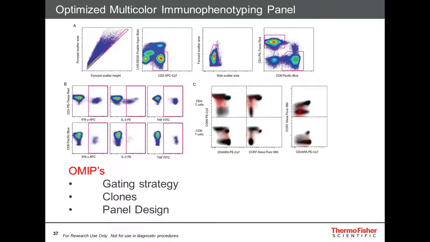So let's say I want to publish a paper in Nature, Carol's Cool T Cells Kill Cancer. Unfortunately, you can never get all of the important details out of the materials and methods section. So I can publish another paper, a 2-page paper called an OMIP, Optimized Multicolor Immunophenotyping Panel, in Cytometry. This gives all of the detail that flow cytometry nerds want to see, right? You can see important things like the gating strategy, the clones, the panel design.